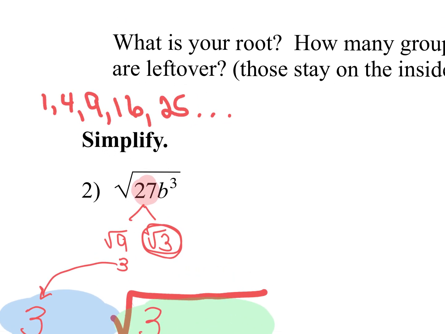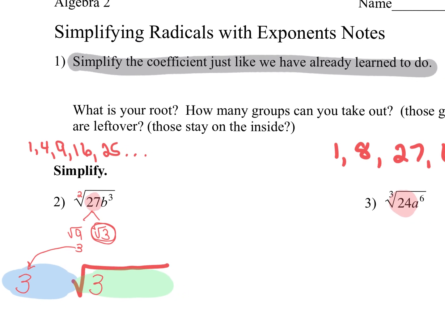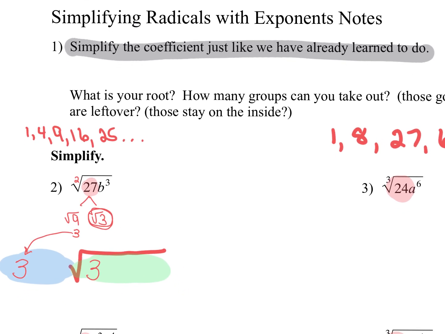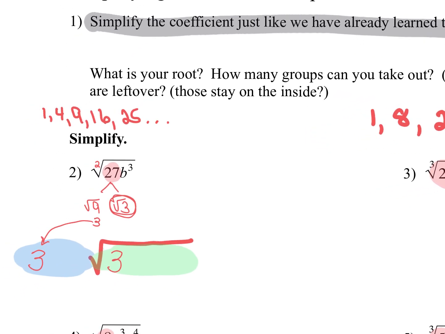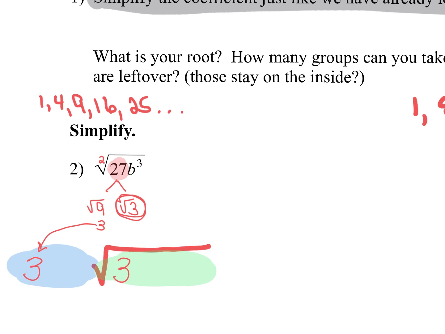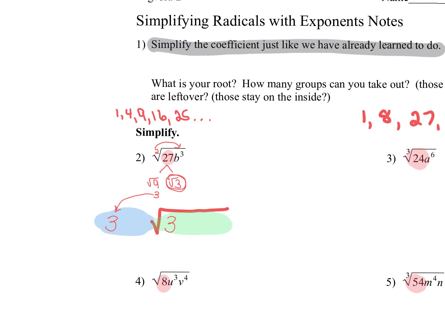Remember our root, if it's a square root, it's actually a 2 right there, so don't forget about that. And we always, when we're going to do this, ask ourselves how many groups can you take out? It's like division. How many times does 2 go into 3? So how many times does 2 go into 3? 2 goes into 3 one time, which means we are going to take out 1 b. So it says 2 goes into 3 one time, so we put b to the first, essentially, on the outside.